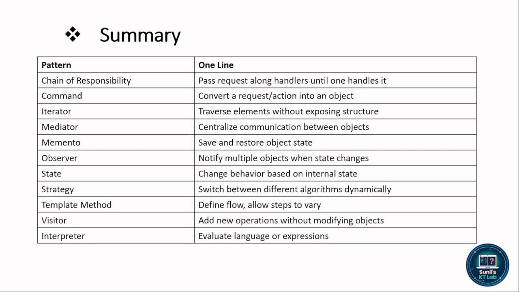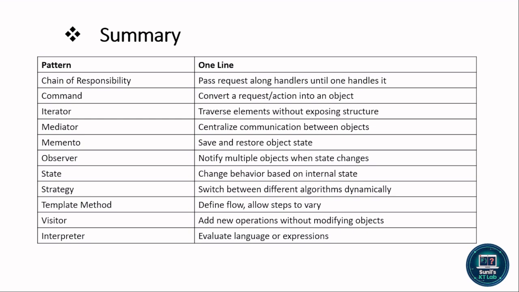Fifth one, memento: save and restore object state. It is very similar to the command, but it is used for destructive operations. In case of restoring the previous state of files from versioning, we can utilize memento. Sixth is observer: notify multiple objects when state changes. It is very similar to publish-subscribe, where one publishes a message and many subscribers get notified of the message. Seventh one, state: change behavior based on internal state.